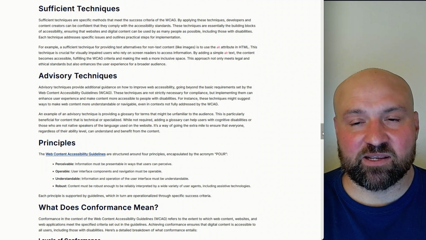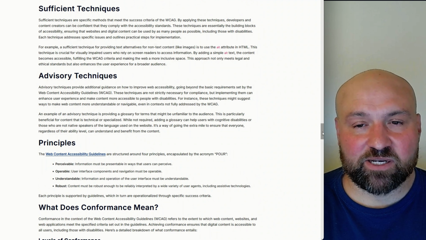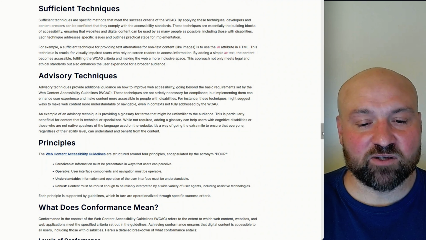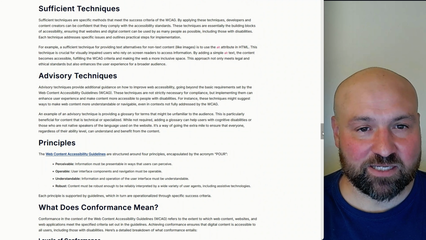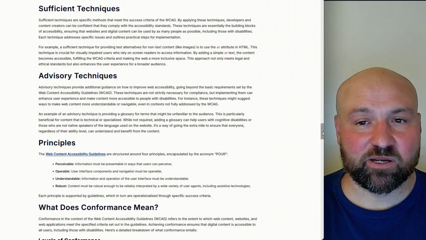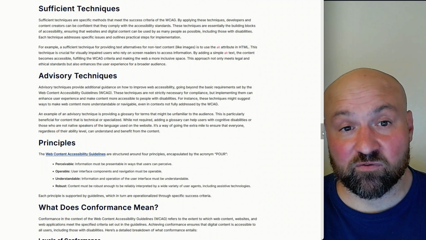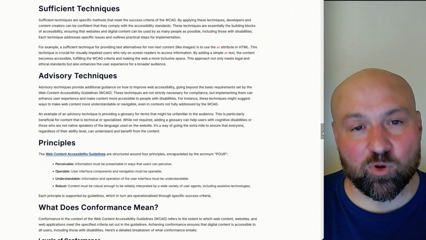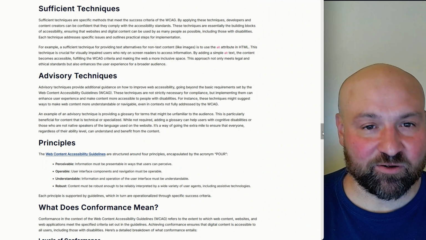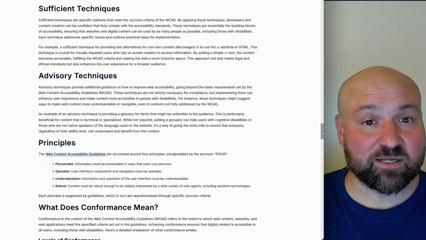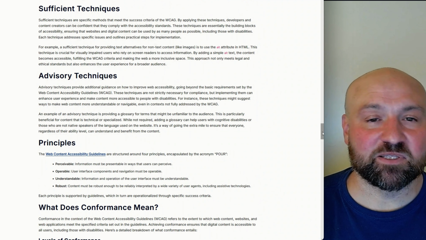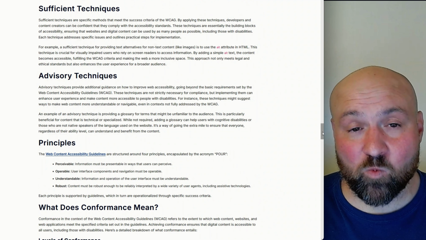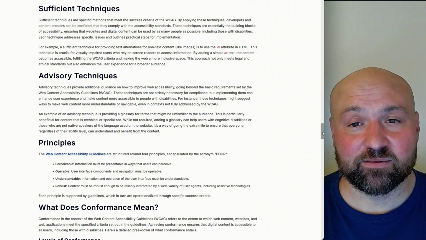And here I have a section on sufficient techniques and advisory techniques. Let's just touch on sufficient techniques really quickly. For sufficient techniques, these are listed out in the specific success criterion. If you look at the official success criterion page, you will see sufficient techniques for conformance with that success criterion. So that's what's important to know, is that these are multi-layered. There are different considerations in play. Sometimes the criterion is very straightforward, and other times there are multiple considerations. And when it gets to sufficient techniques, there are more than one way to meet the success criterion.